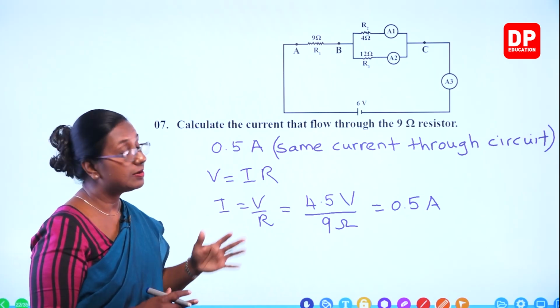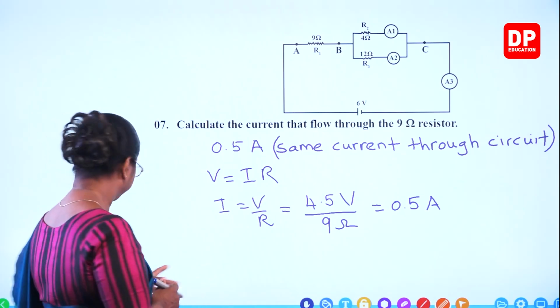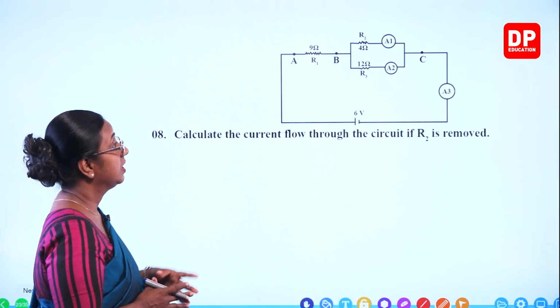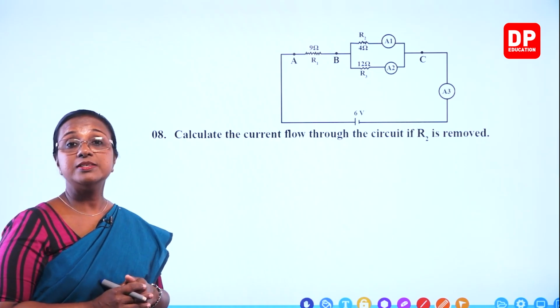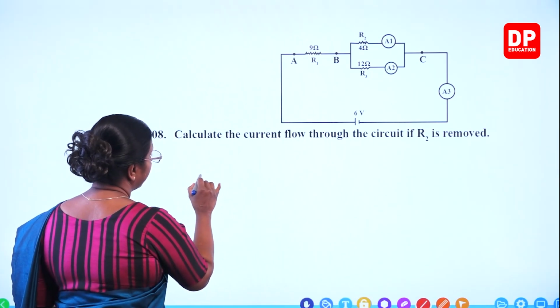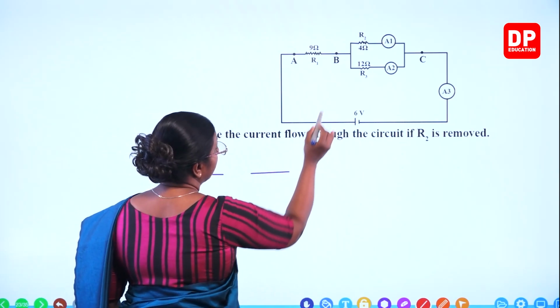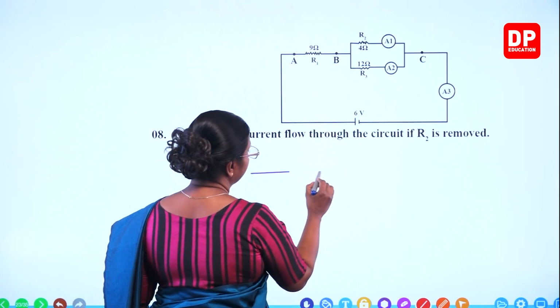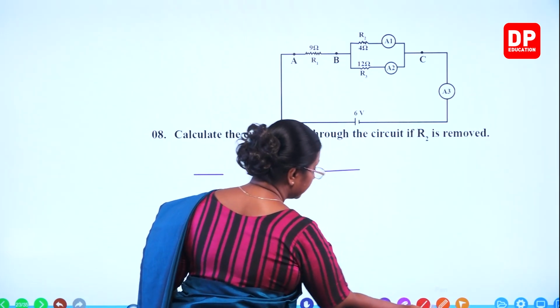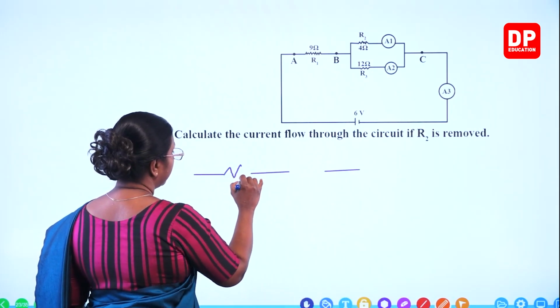So then we'll move on to the next slide. Same question, same diagram. The next part: calculate the current flow through the circuit if R2 is removed. Now, if R2 is removed, what will happen? We have R1. R2 is removed means you will have R3 in series combination with R1.